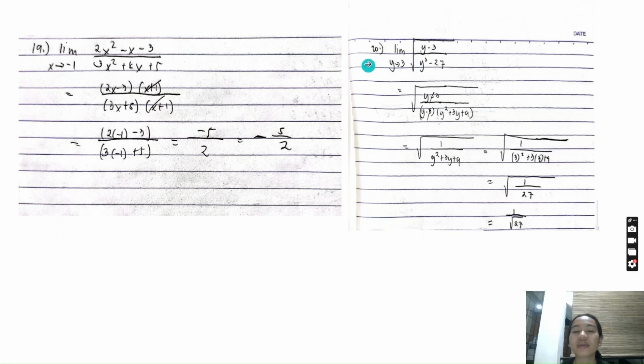Given the limit of the square root of y minus 3 all over y cubed minus 27 as y approaches 3. So we are going to factor out its denominator since the numerator is already in its simplest form. So the factor of y to the third minus 27 is simply y minus 3 times the quantity of y squared plus 3y plus 9. Since we can cancel out y minus 3 all over y minus 3, then we are having the square root of 1 all over y squared plus 3y plus 9.